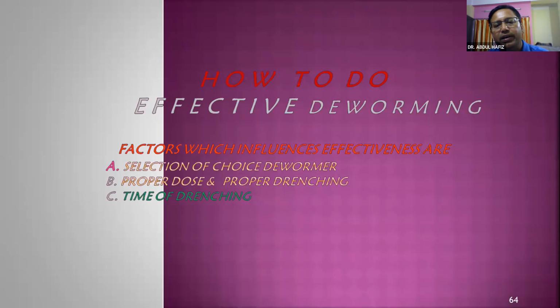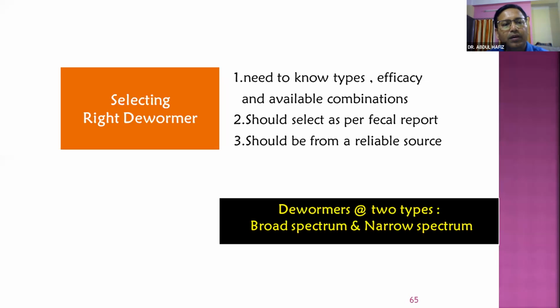How to do effective deworming? We know deworming is the main way to control parasites. It requires selecting the right dewormer, the proper dose and proper drenching. We have to drench the anthelmintics properly, on an empty stomach in the early morning. Selecting the right dewormer means using the proper anthelmintic, that means the drug of choice. We should know the drug of choice.